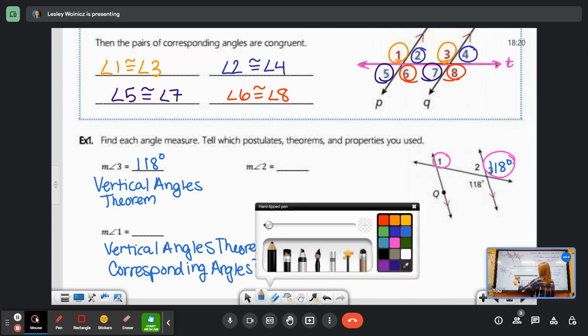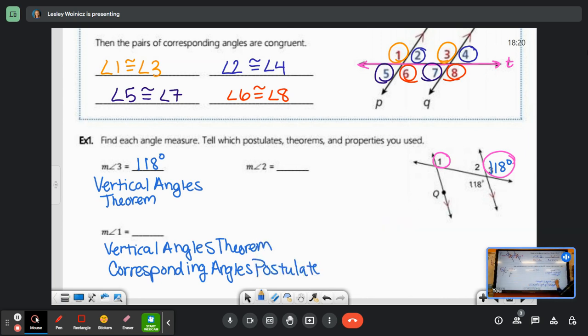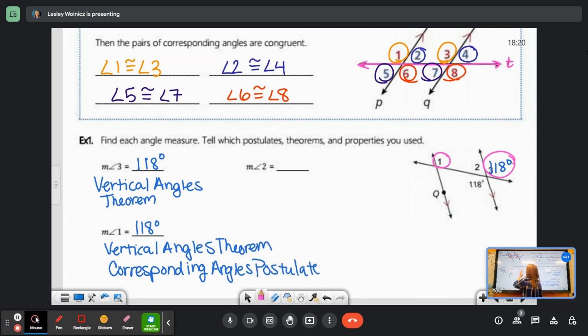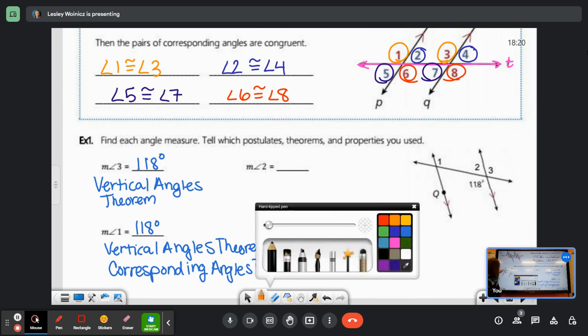Sorry about that, guys. Okay, that's how we can tell that the measure of angle 1 is also 118 degrees. Sorry, I just went into your future. Okay, next, the measure of angle 2. Well, look at this.